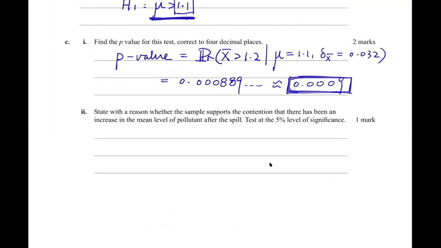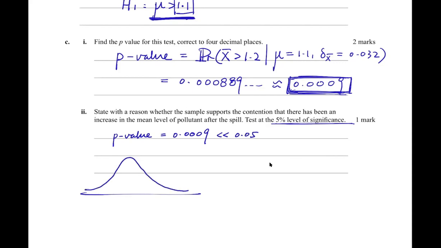We are comparing my p-value with the 5% level of significance. So this time p-value is 0.00009, which is way smaller than 0.05. What does that mean? Say, this is my X bar distribution. This is 1.1. My 1.2 is here. My rejection region is here. Reject H0. Do not reject my null hypothesis, okay?